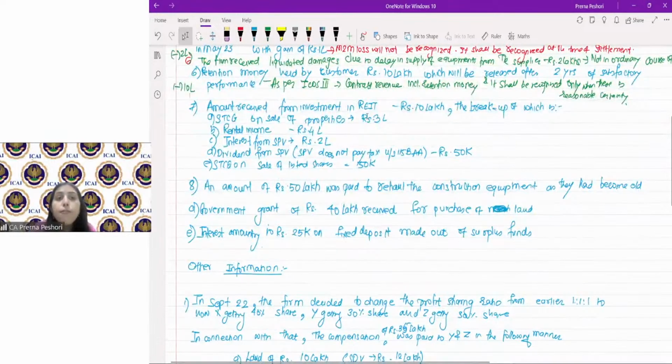Next, amount received from investment in REIT, rupees 10 lakh. The breakup of which is STCG on sale of property, rental income, interest from SPV, dividend from SPV, and STCG on sale of listed share. Now, first we'll talk about the STCG on the sale of property.